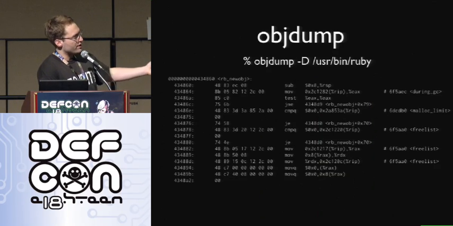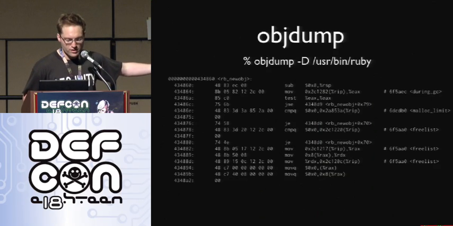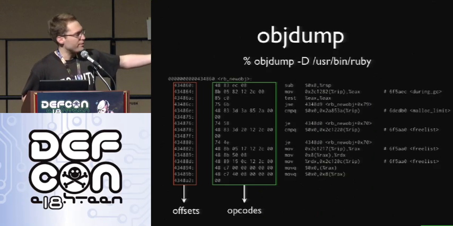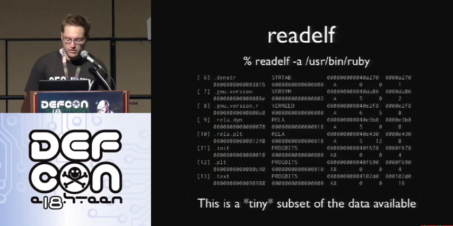objdump is also useful. You can get it on Linux. If you want it for OSX, you have to go find binutils and build it. I have no idea why it doesn't come standard. So if you just run objdump on, like, say, your Ruby binary, you get offsets on the left, opcodes, instructions, and then helpful metadata.